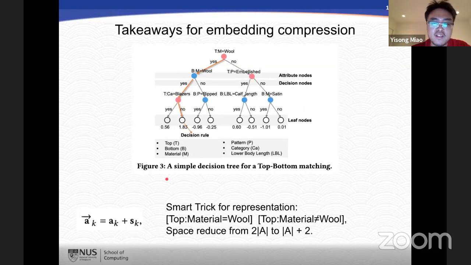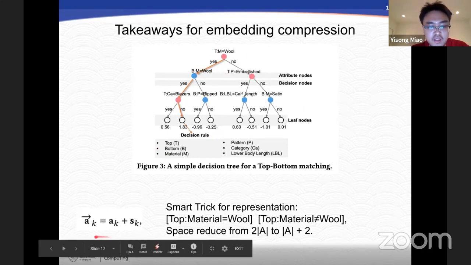So let's say that we need to have a representation of all the edges in the tree, right? Let's say that we have, given this node, material equals wool, right? So there are two decisions, either yes or no here, right? So meaning that given an attribute space of size A, we need 2 times A to represent all the edges. However, they made an innovation.